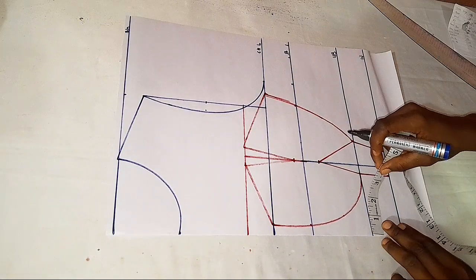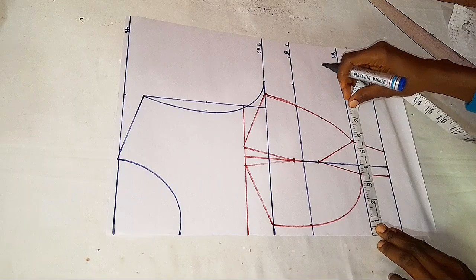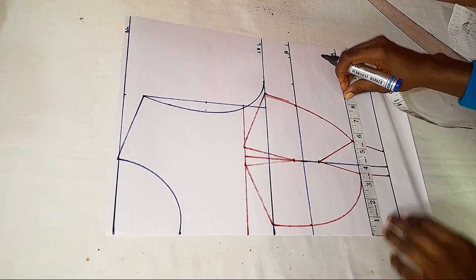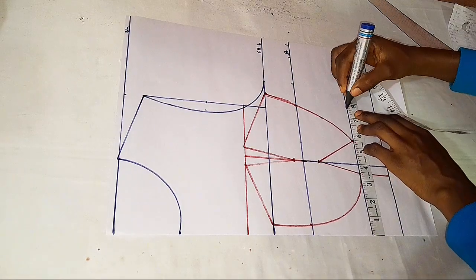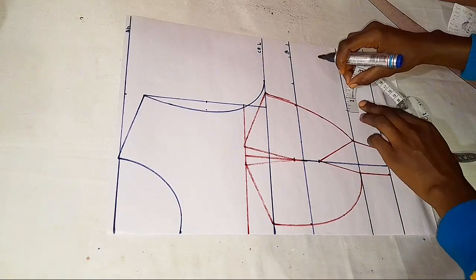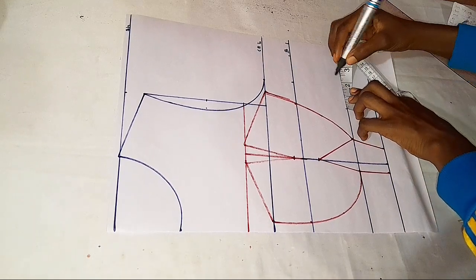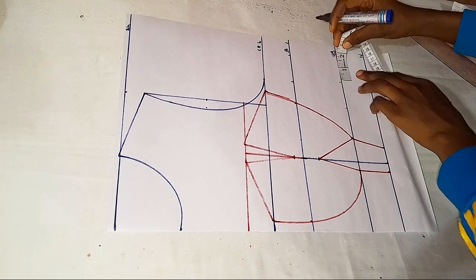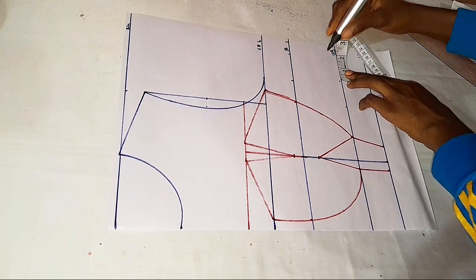Then to the underbust, her underbust circumference of 30 inches divided by 4 is going to give me 7.5 inches. So I'm going to mark 7.5 inches point here. Then replace my dart space of 2 inches, which is this point. Then add 1 inch hemming allowance.